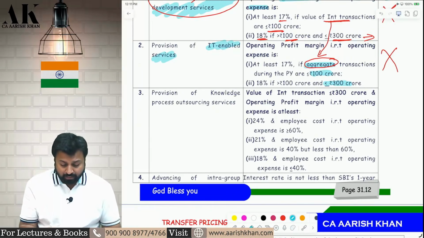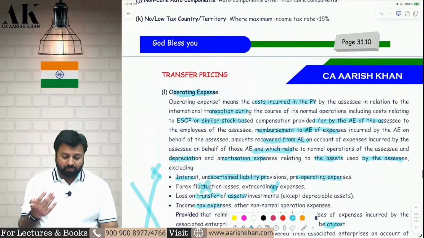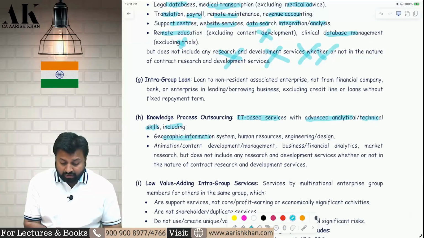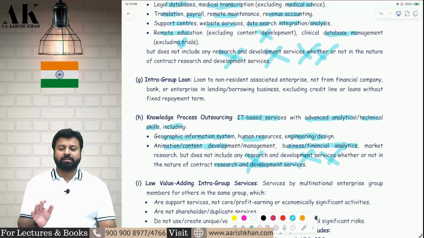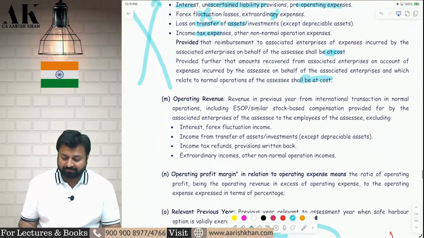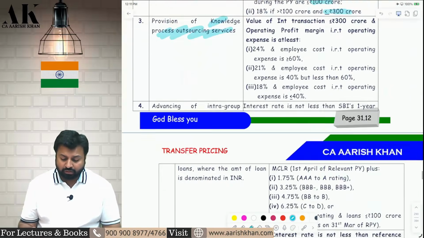Don't worry. Provision of knowledge process outsourcing services. Sir, what is knowledge process outsourcing services? Let's see the nature of business first. It is IT based services with advanced analytical or technical skills, including geographic information system, human resources, engineering or design, animation, content development management, business or financial analytics, market research. Again, it does not include any research and development, whether or not in the nature of contract research and development services. I hope it is clear to all of you.